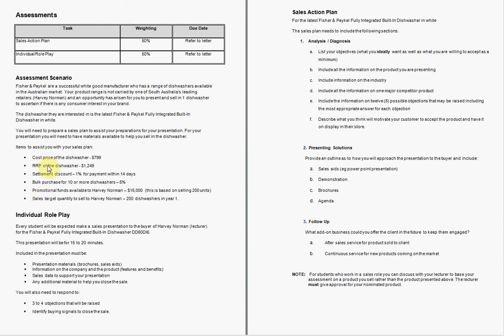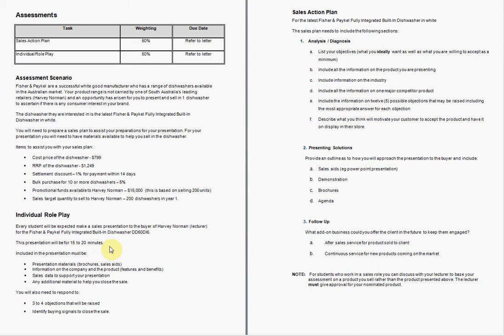Today I'm going to be talking about the individual role play for the sales course. Now, the role play is based on the scenario of the Fisher & Paykel dishwasher. If you've done your action plan, this will be putting the action plan into action, so to speak. And the role play will be based on the dishwasher. It will be presented to Harvey Norman, which will be myself, the lecturer.